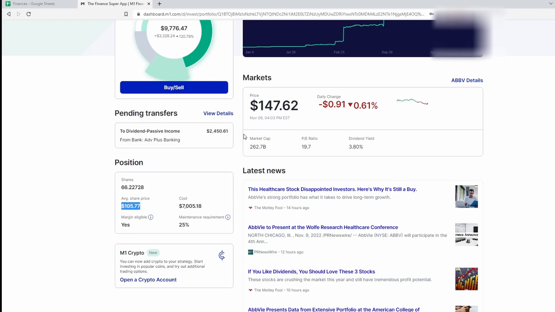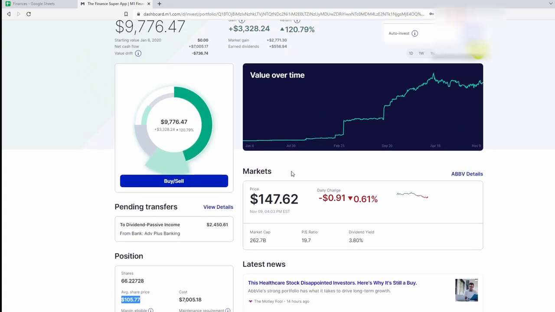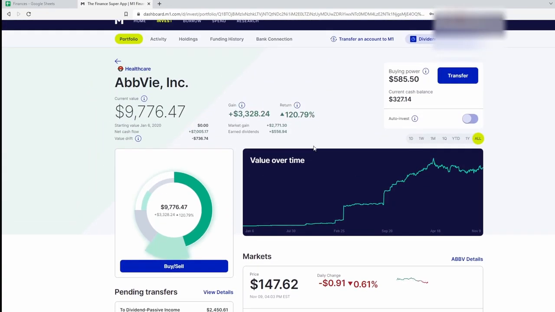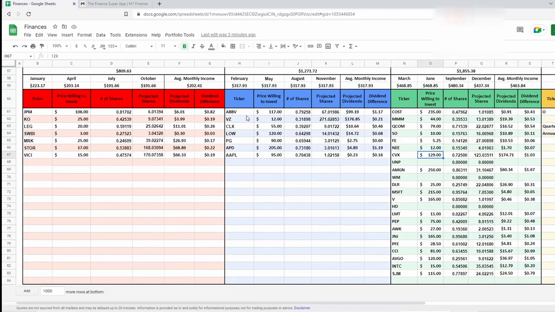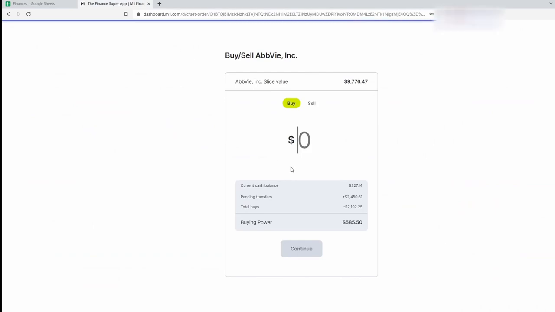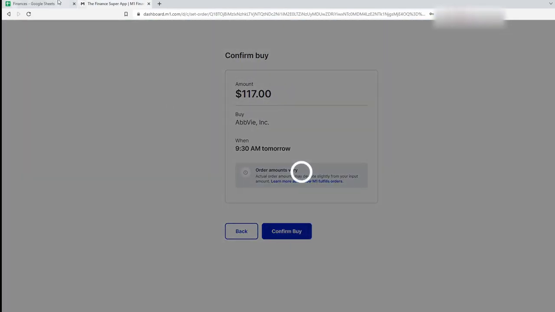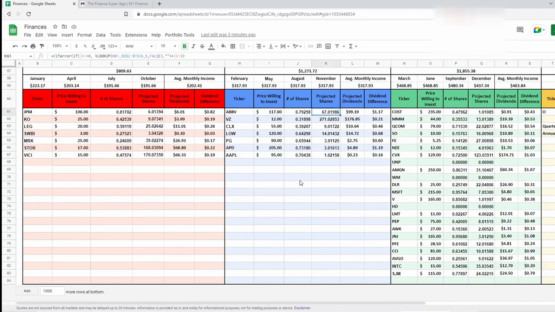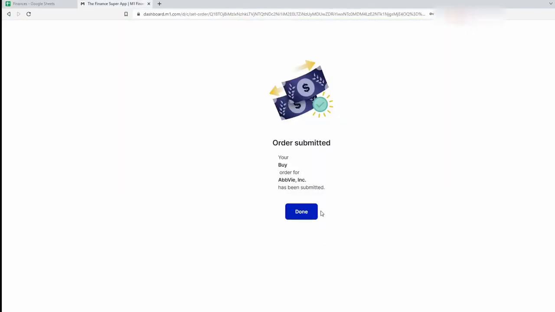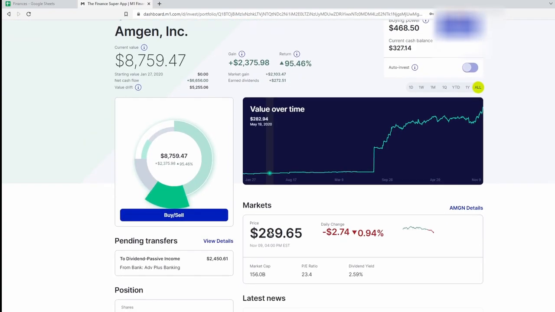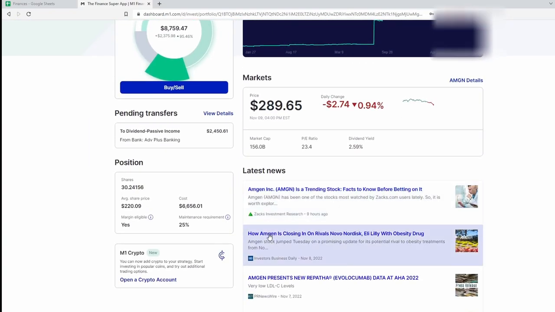I could have gotten a lot more. But nonetheless, guys, still performing very, very good. Up $3,328, 121% overall. So let's actually see how much we need to buy into this company. For AbbVie, $117. Okay, and that will put me over the edge of 67 shares. Very, very nice.